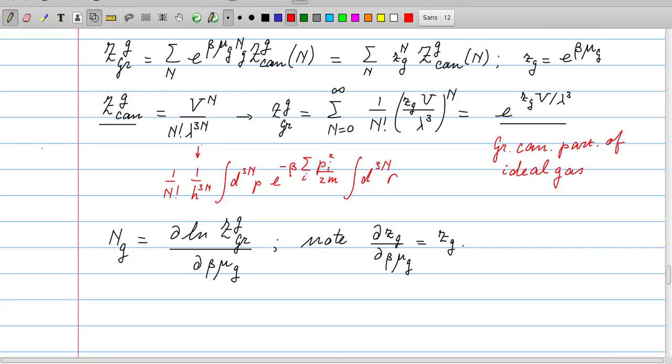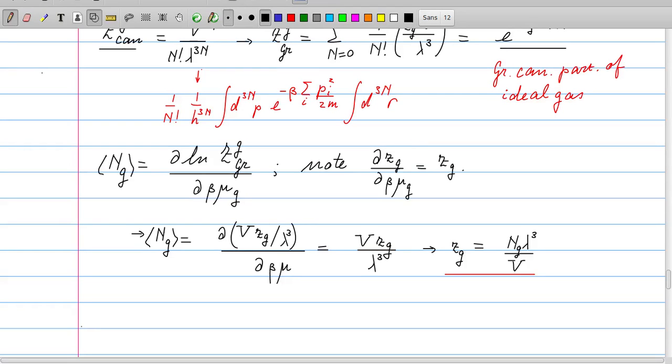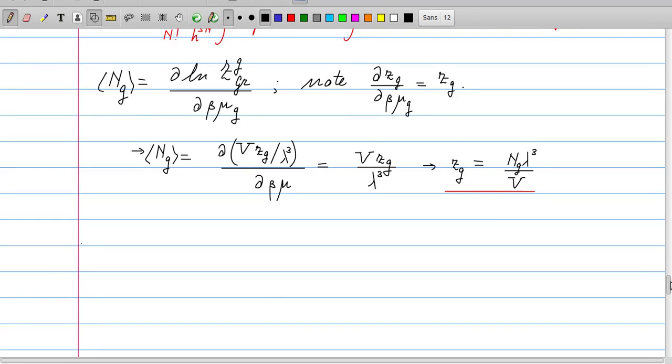Having this grand canonical partition function, it's not difficult to calculate the expectation value of the number of particles in the gas. It's just the derivative of the logarithm of Z grand with respect to beta mu gas. And if we work that out, we obtain the expectation value of Ng given by this derivative, and that leads immediately to this relation between the fugacity, the number of particles, lambda to the third, and V. I've left out the brackets for the expectation value because Ng is a strongly peaked variable. It doesn't fluctuate a lot, so usually we are not too strict about the expectation values.